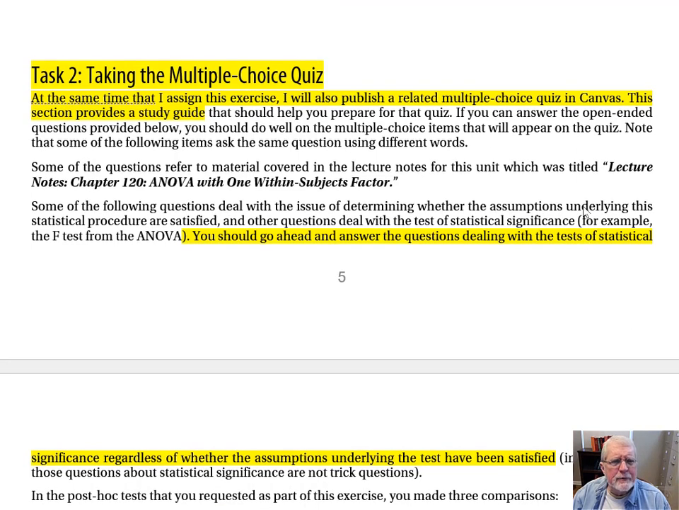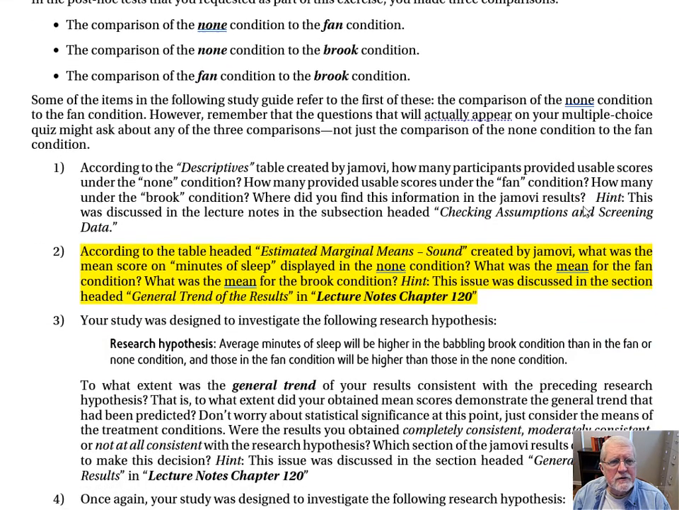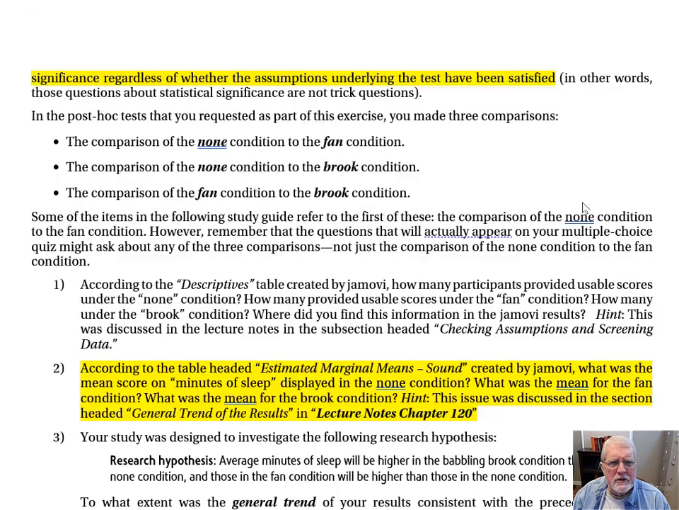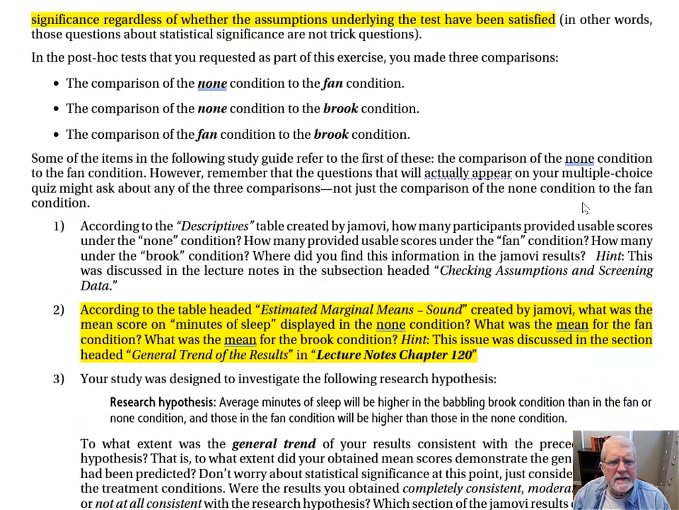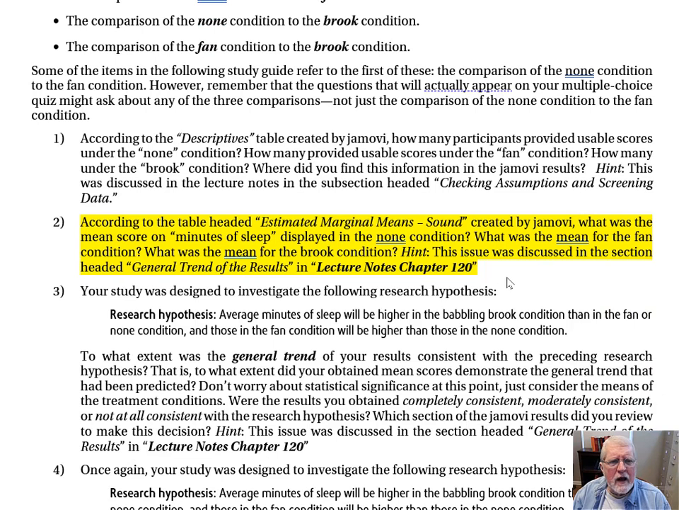I'm going to give you just a sample of the kinds of questions that are on the study guide, and therefore the kinds of questions you need to be able to answer on your multiple choice quiz. On page 6, about halfway down page 6, we have item 2. According to the table headed Estimated Marginal Mean Sound, created by Jamovi, what was the mean score on minutes of sleep displayed by the none condition? What was the mean for the fan condition? What was the mean for the Burt condition? Hint, this issue was discussed in the section on the general trend of the results in Lecture Notes, Chapter 120.